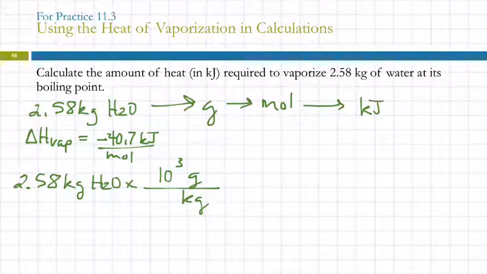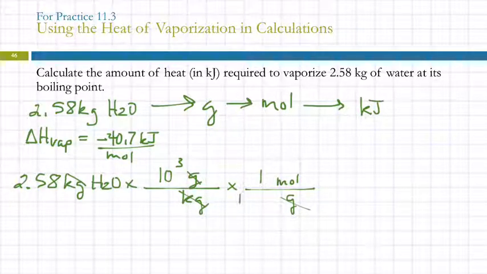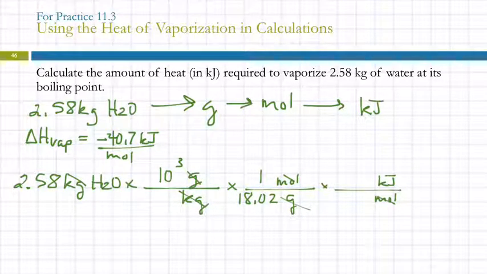So we've got our kilograms converted to grams. This will be the molar mass. We want moles on top and grams on the bottom. It's all unit driven. So 1 mole of water weighs 18.02 grams. Then here we're going to put kilojoules on top and moles on the bottom. And then we look at the heat of vaporization, and it's minus 40.7 kilojoules. So minus 40.7 goes in the numerator and 1 in the denominator.